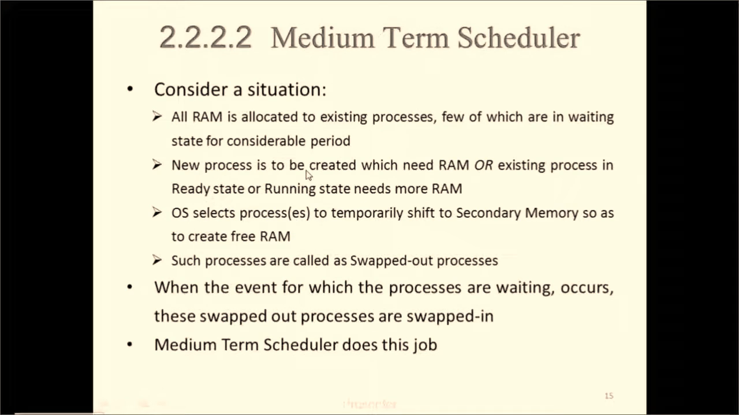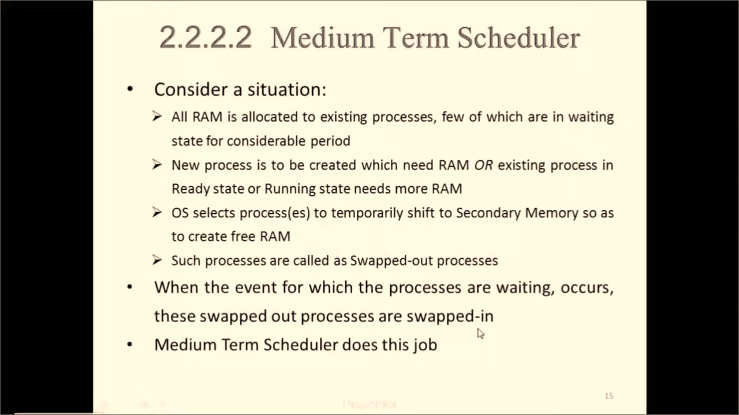Right? The process which goes out of the RAM onto the secondary is said to be a swapped out process. Obviously, after some time, when the event for which the process was waiting occurs, and RAM is available, the process which was swapped out will be brought from secondary to primary, and that is called swapping in. So swapping out, swapping in. When the event for which the processes are waiting occurs, these swapped out processes are swapped in. They are brought from secondary to the primary.